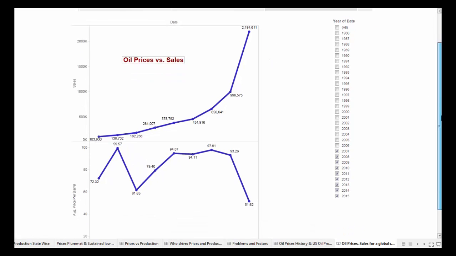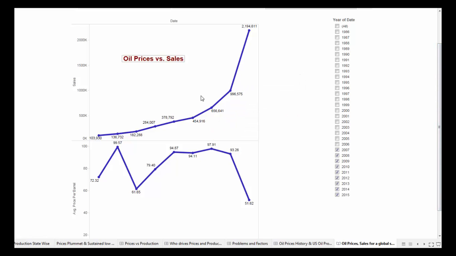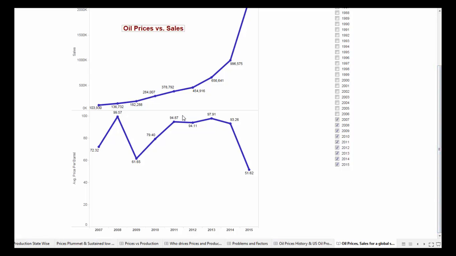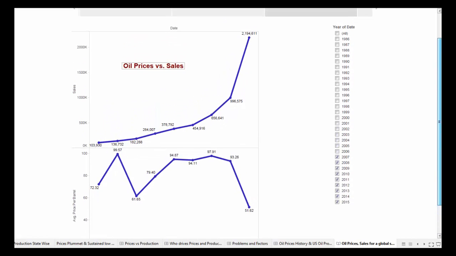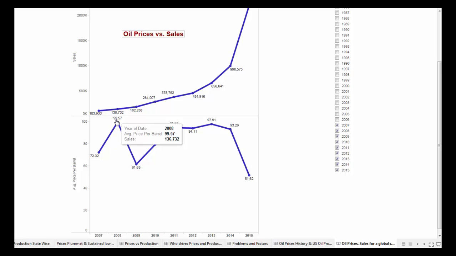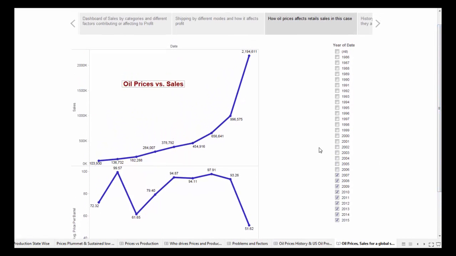So let's see. Over here in the first graph I have sales for the same company from 2007 to 2015, and I have the oil prices from 2007 to 2015. So in general terms we can say that as the oil prices go down, the sales is going up. But in 2008 we can see that the oil prices came down from 99 to 61. The sales still don't go up. So this could be probably because of the recession or something like that. So let's try to dig in more.